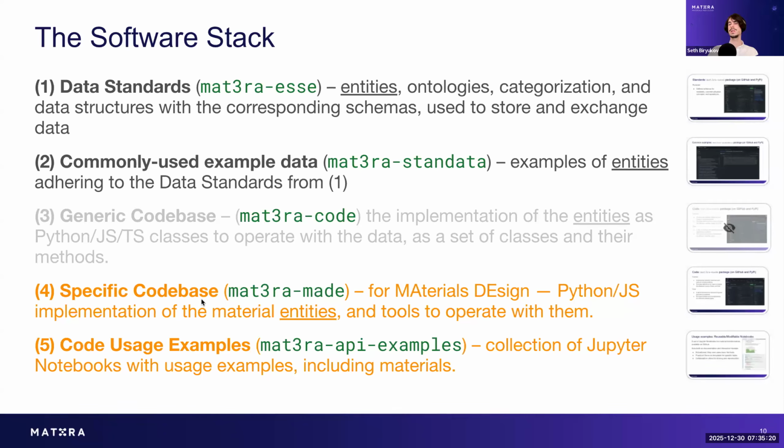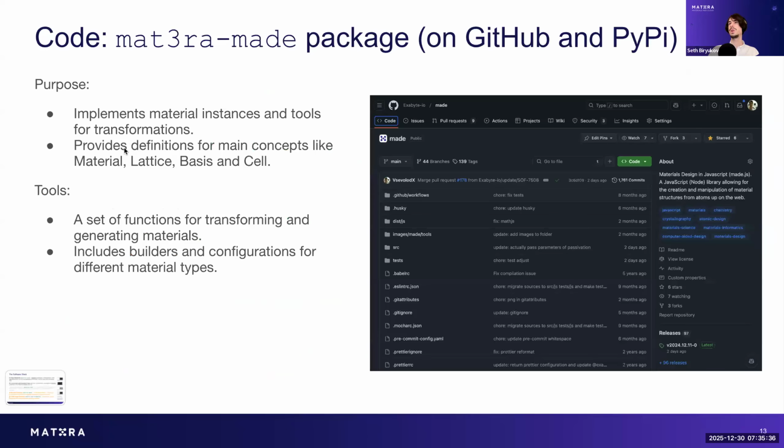The fourth part is the specific code base, the Mat3ra made package, which is the Python package for the design of the materials. It has a set of Python tools to create materials, lattice, bases, a set of analyzers to get different properties of the material, and includes builders to create configurations and create different types of materials.